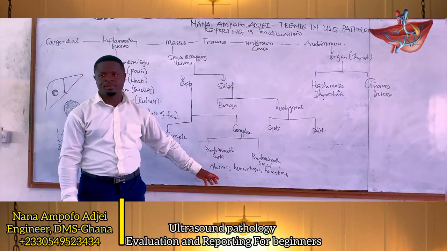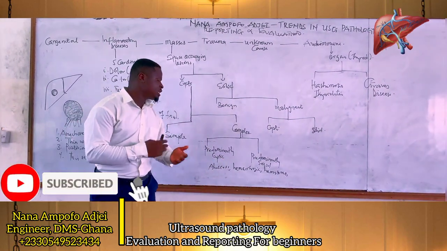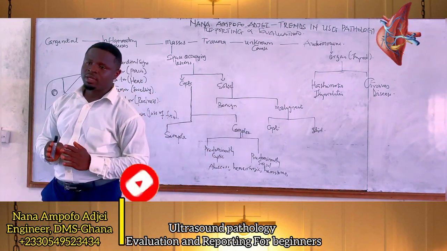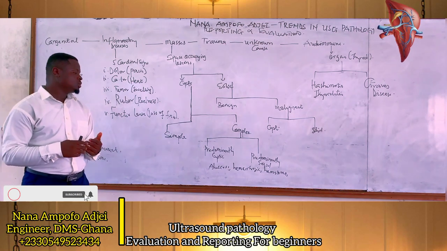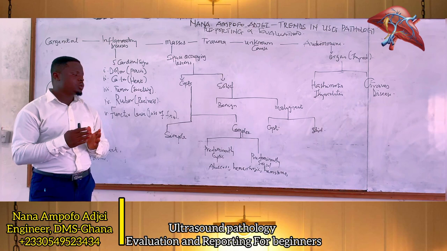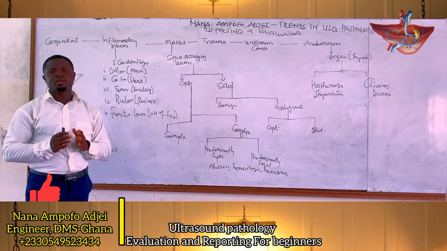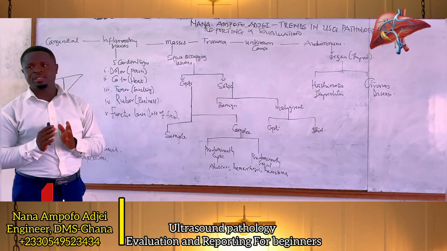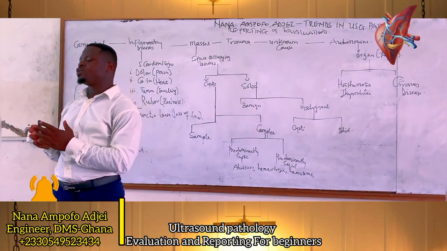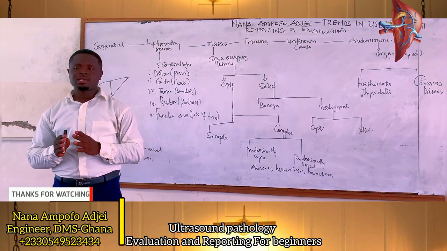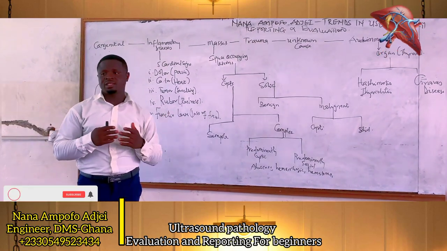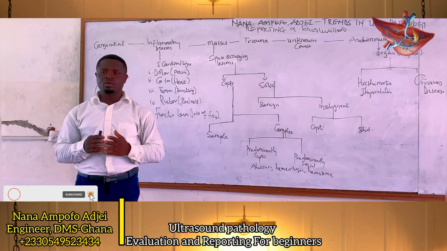It could be an abscess. It could be hemorrhagic or hematoma. Okay, abscess, hemorrhagic, or what? Hematoma. How do you know if the lesion is an abscess, hemorrhagic, or hematoma? So anytime you are dealing with a patient, the clinical history is very important. You should be able to interact well with the patient to know what exactly is happening to the patient, how the disease or the process came about.